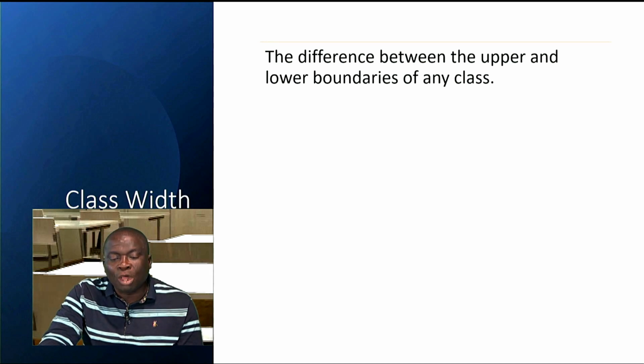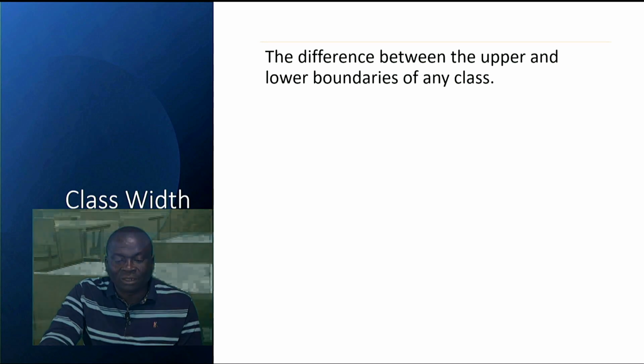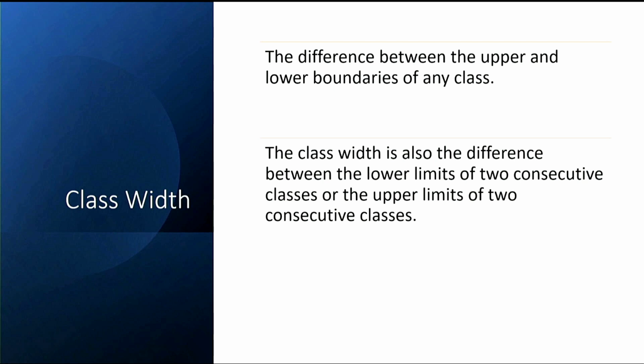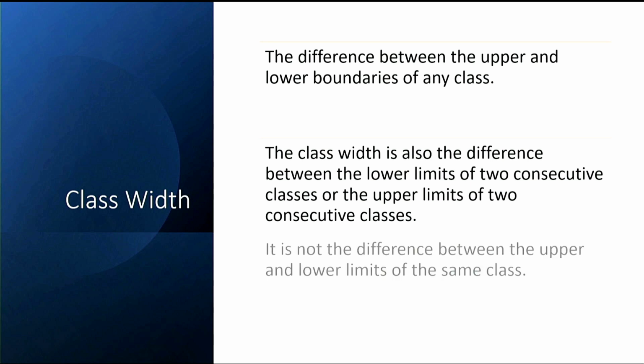Class width: the difference between the upper and the lower boundary of any class. The class width is also the difference between the lower limits of two consecutive classes or the upper limits of two consecutive classes.